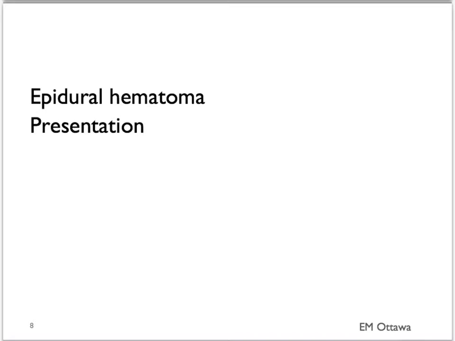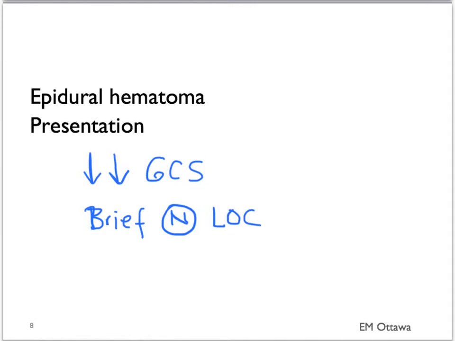Because of that quick accumulation of bleed, epidural hematoma patients can have a very quick decline in terms of their GCS. After the initial impact, they might have a very brief period of normal GCS. Then they can decline rapidly into a GCS of 3. Because of the shift in the brain, rapid herniation can occur.